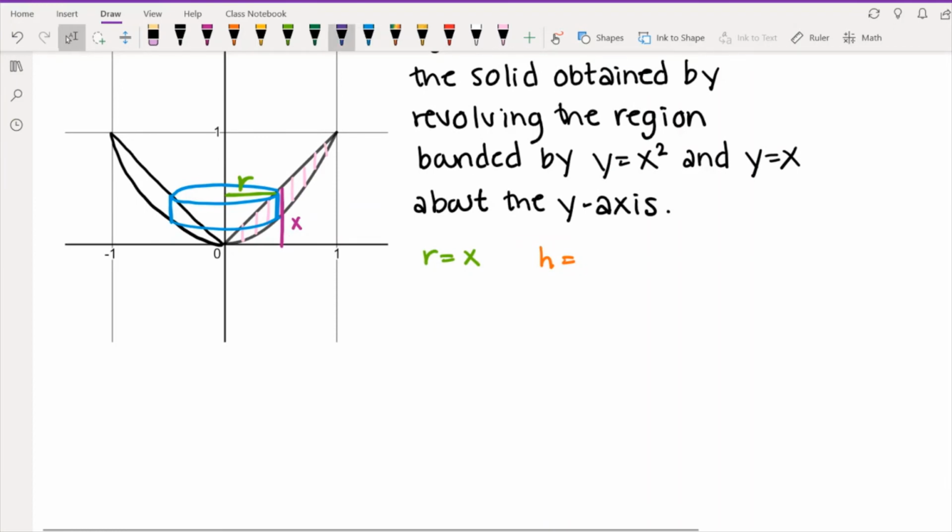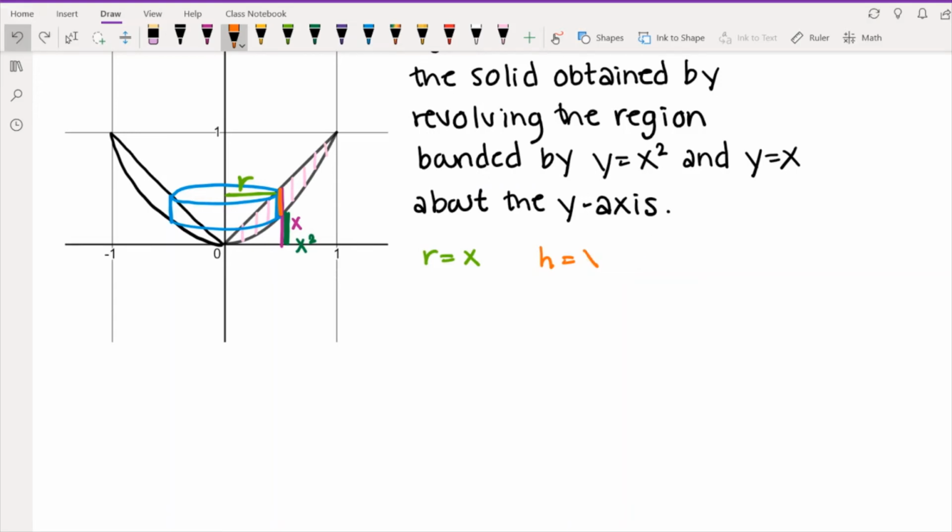And then if you wanted to subtract out this bottom part, which I just highlighted in green, that distance would be x squared. So if you do the purple distance, which is x, minus the green distance, which is x squared, that will give you what we want, which is this orange distance. So if you do the top function minus the bottom function, that's going to give you your height.